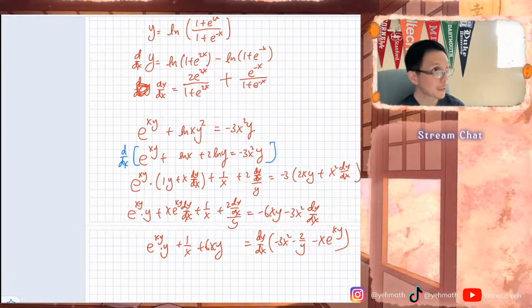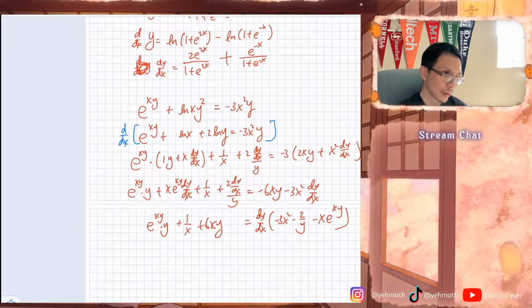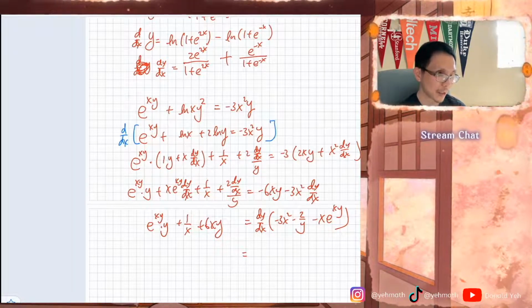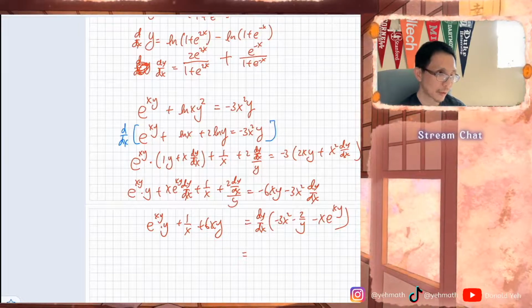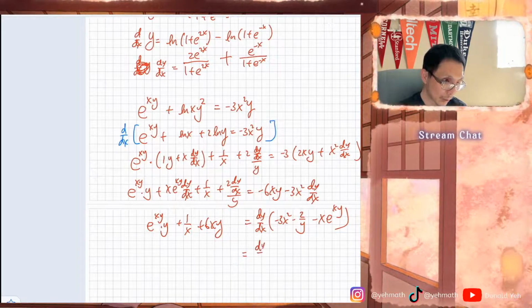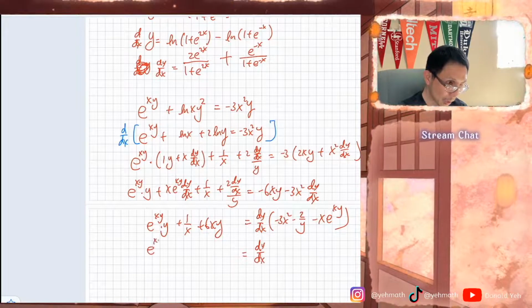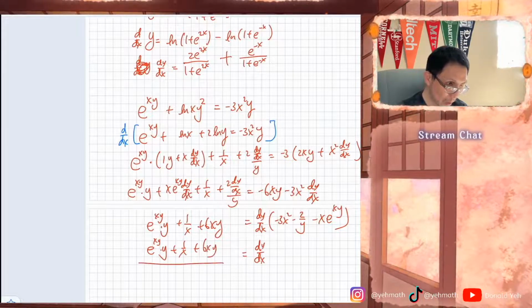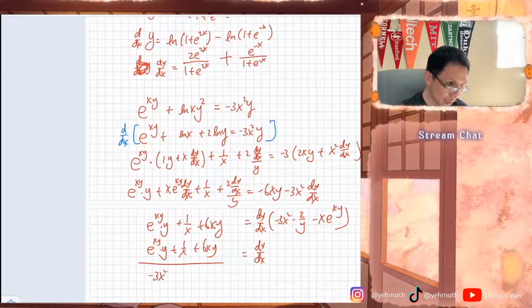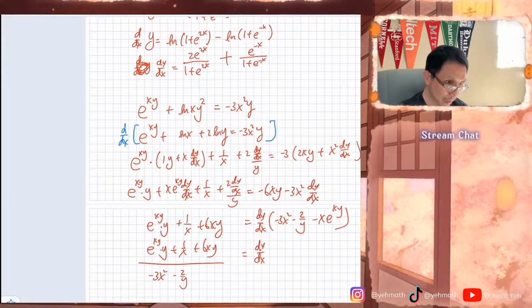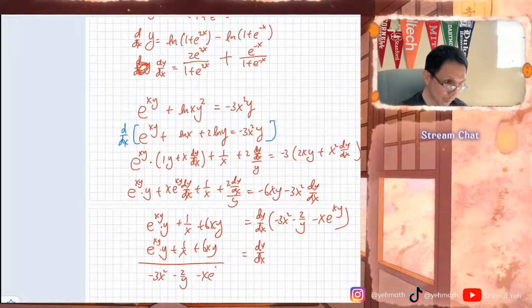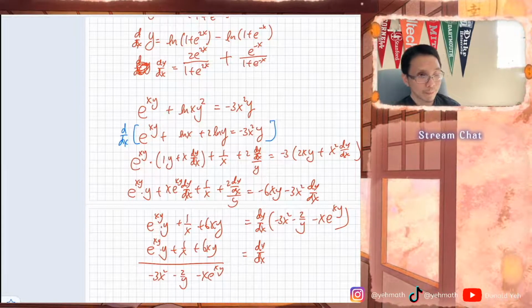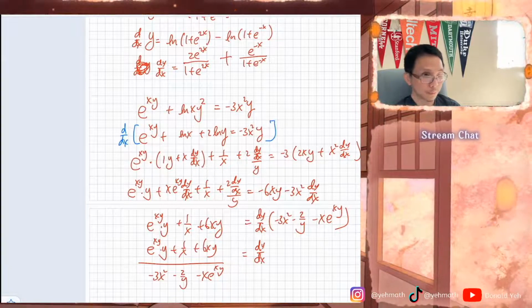And now just move to the other side. So I moved all the dy/dx to the right hand side and factored out dy/dx. I kind of did two things in one step. And I'm going to get dy/dx here. That's going to be e to the xy times y plus 1 over x plus 6xy all over negative 3x squared minus 2 over y minus x e to the xy. And you may think this question is very, very complicated, but really it's just chain rule and product rule on all of them.